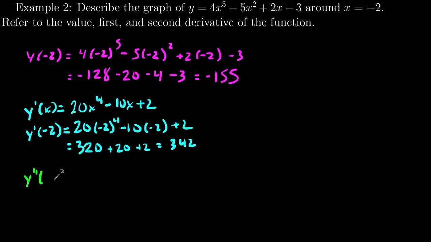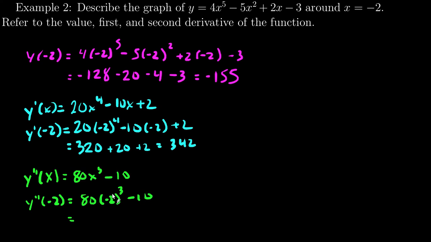Let me not go to negative 2 yet, let me just do it of x first. So the second derivative of this, while I bring the 4 out, I get 80x cubed minus 10. And so I do the second derivative, evaluate at negative 2. 80 times negative 2 cubed minus 10. Negative 2 cubed is negative 8 times 80 is negative 640 minus 10, which gives me negative 650.